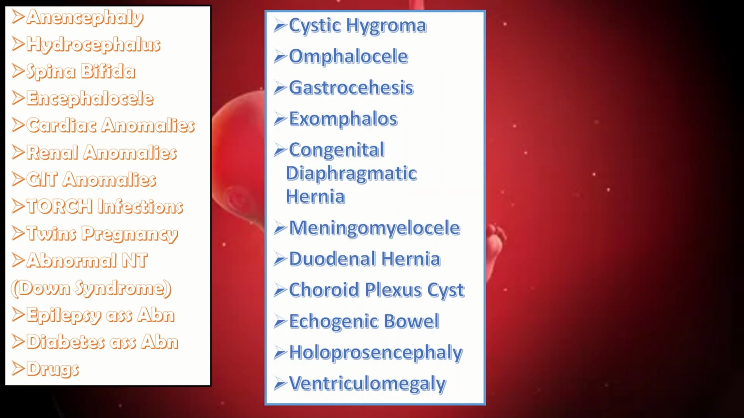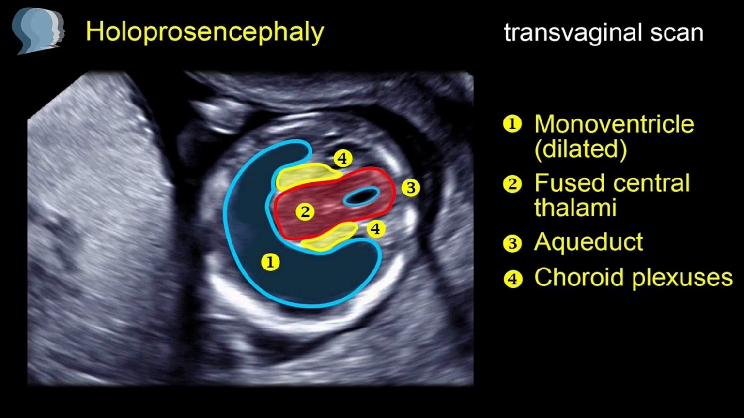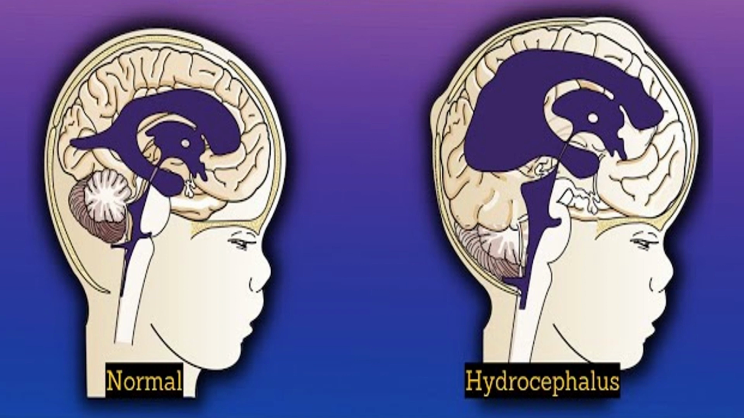cystic hygroma, omphalocele, gastroschisis, exomphalos, congenital diaphragmatic hernia, meningomyelocele, duodenal hernia, choroid plexus cyst, echogenic bowel, holoprosencephaly, ventriculomegaly, congenital pulmonary airway malformation, which we explain here, cleft lip and cleft palate, fetal hydrops, duodenal atresia, Chiari malformation, and the Potter syndrome. Here we have an ultrasound picture of holoprosencephaly.